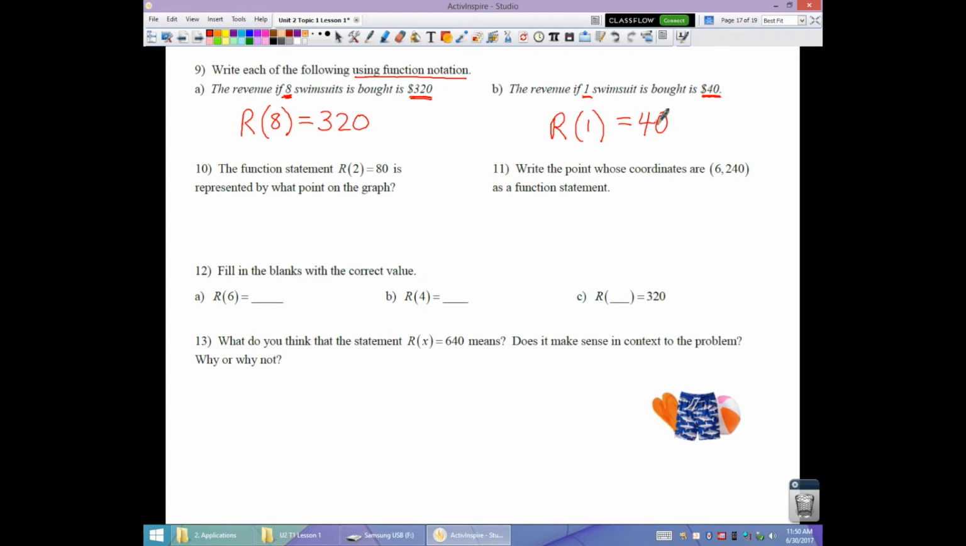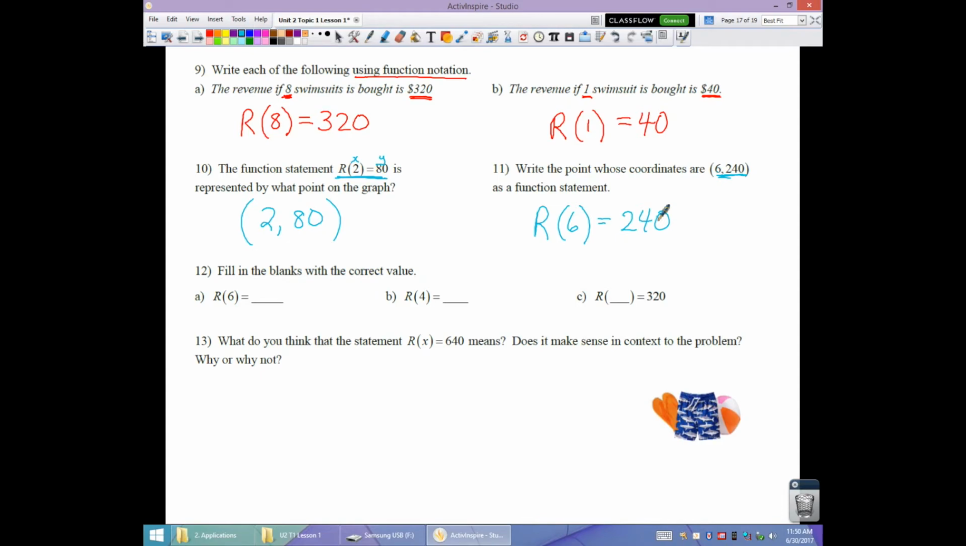Number 10, the function statement R of 2 equals 80 is represented by what point on the graph? Turning that function notation into coordinate notation, the X is always in the parentheses. It's equal to the Y value, so that is just the point (2, 80). Going the other way, if we take the coordinate notation (6, 240) and turn it into function notation, that's R of the 6 swimsuits equals the $240 revenue.